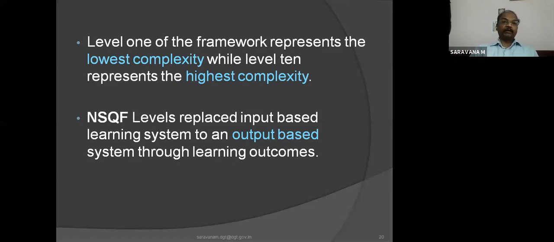Like in Bloom's taxonomy, the lowest cognitive level we have seen is knowledge. So knowledge is the foundation, or understanding in the revised taxonomy, the basic. And here the lowest complexity, the lowest level, is level 1, where a person may not have a formal education, may not be able to read or write, but has some skill. At level 1 he can follow, he can listen and do that work. If he does the work properly, then we can certify that this person is fit to get the level 1 certificate.